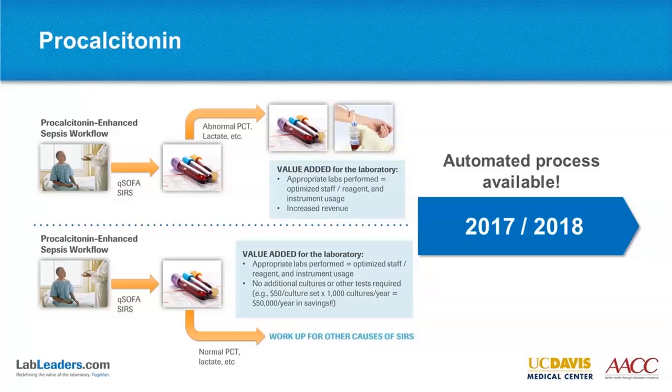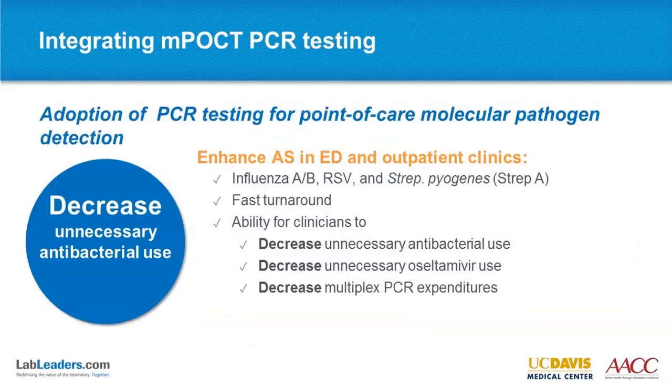But let's say there's 1,000 cultures per year, and if we were able to save 1,000 cultures per year, that's $50,000. You just paid for the analyzer. You paid for a lot of things in that case. And again, this isn't including many other potential benefits of PCT that's already been documented in literature. So this was able to allow us to adopt this platform very quickly. We were one of the first to adopt an automated solution for PCT in our system.